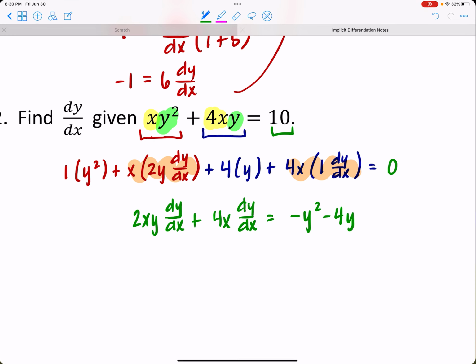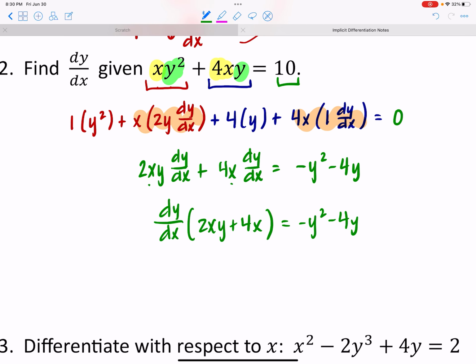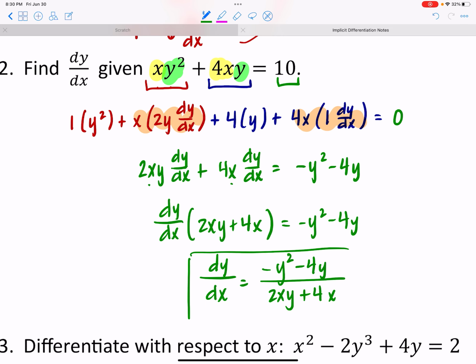Now because these two terms both have dy/dx in common, I'm going to factor it out, which will leave me the 2xy and the 4x. And it's still equal to negative y squared minus 4y. Lastly, if I want to solve for dy/dx, the derivative of y with respect to x, it's being multiplied by this binomial, so I'm going to divide it over. So dy/dx is equal to negative y squared minus 4y, all divided by 2xy plus 4x. And we did it.